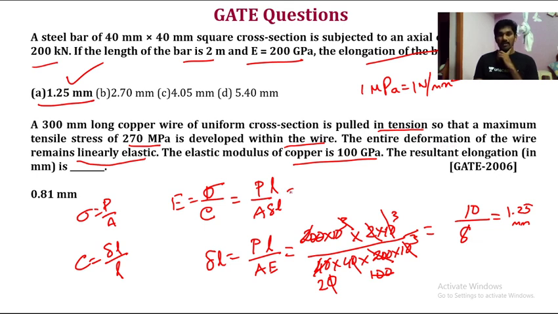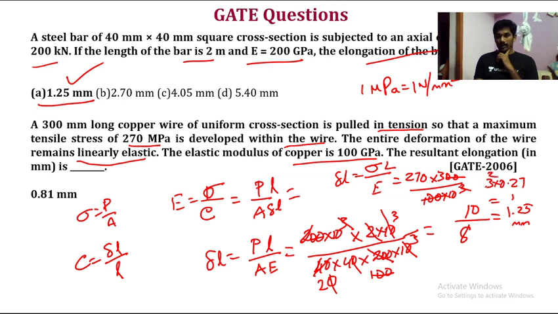Very simple, same equation, change in length is PL by AE, where instead of load by area, directly the stress is given. So your change in length is equal to stress L by E. Stress is 270, length is 300, and Young's modulus E is 100 gigapascal. So 3 into 0.27, if you calculate it, 0.81 mm. So this is your answer.